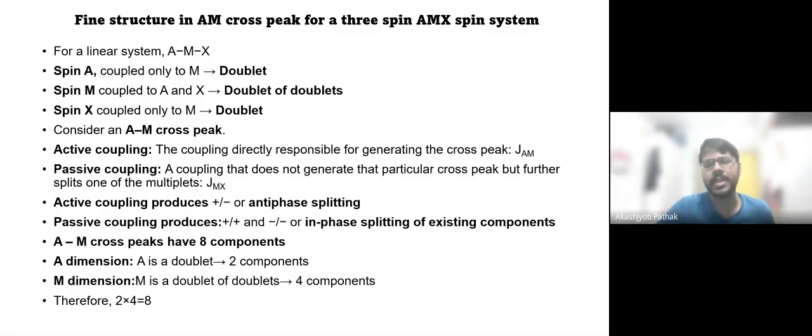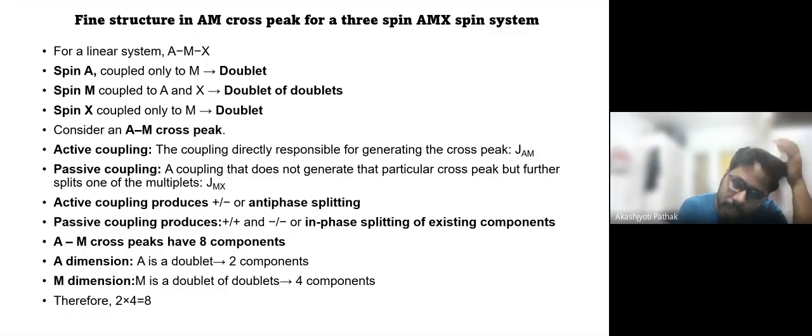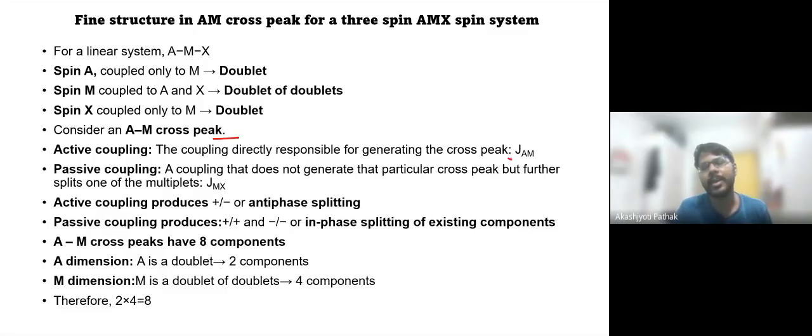So the fine structure in the AM crosspeak for a 3-spin AMX spin system. For a linear AMX spin system, A is coupled only to M, so it will be a doublet. M is coupled to both A and X, so you will get a doublet of doublet. X is coupled only to M, so you will get a doublet. Now, if we consider the AM crosspeak, your active coupling will be JAM. Okay. Now, passive coupling will be JMX.